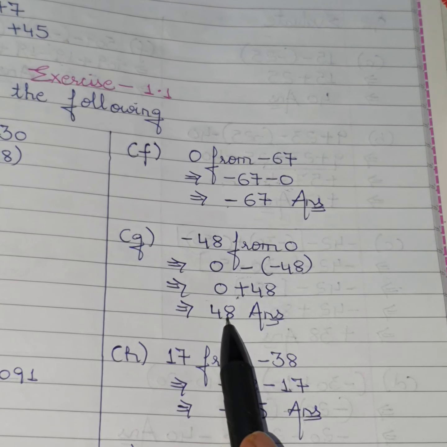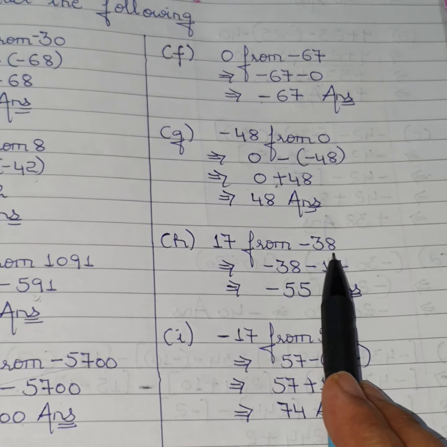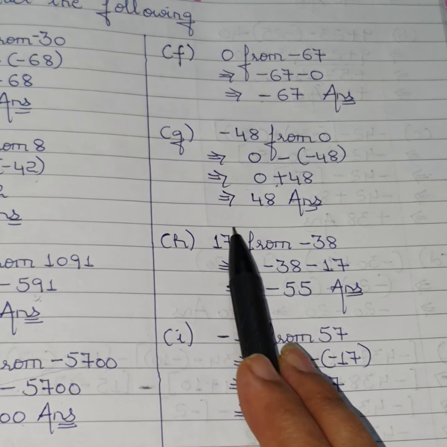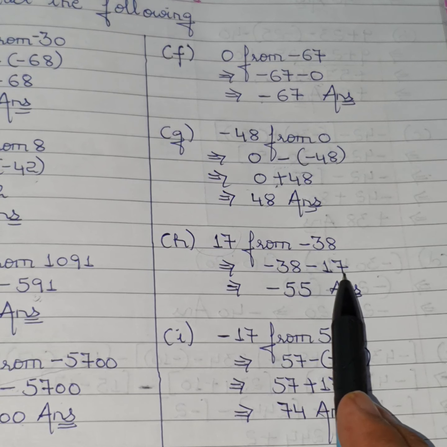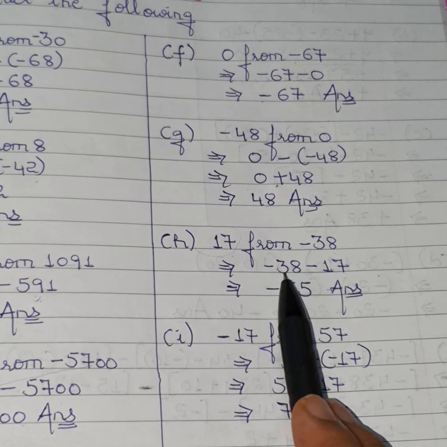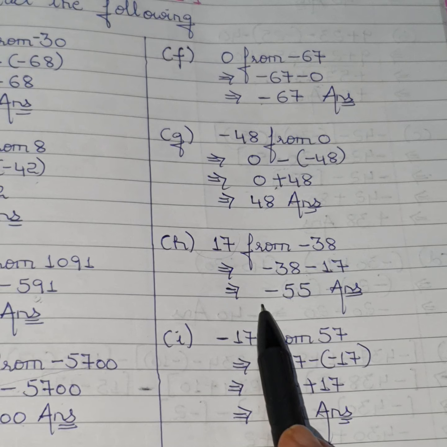So 0 plus 48 will give you 48. H part. 17 from minus 38. So this minus 38 will come first, then it is not with a minus sign, so directly we will put it without a bracket. So minus 17. Again minus minus plus, but the sign is minus. So 38 plus 17 is 55, and the minus sign will come.